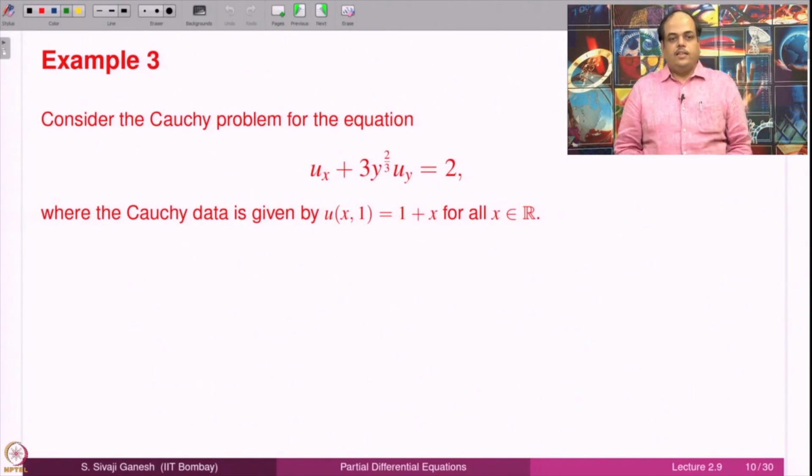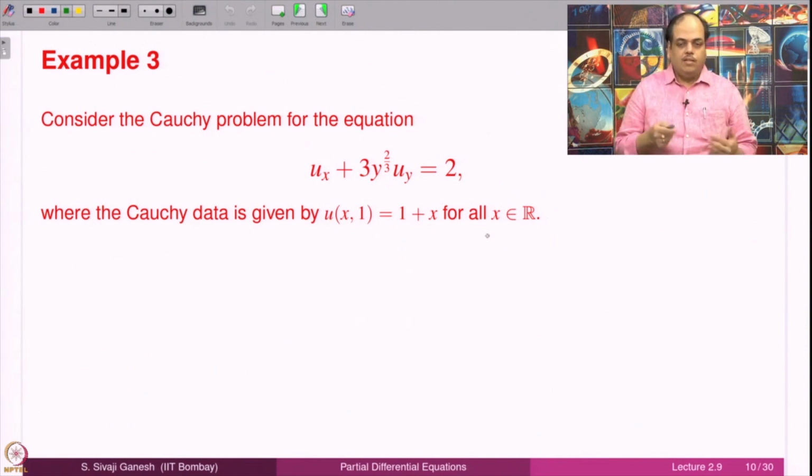Okay, let us look at another example. In this example, ux plus 3y power 2 by 3 uy equal to 2. Now a is 1, b is 3y power 2 by 3. This is not a C1 function. Our theorem required a C1 function, right? It is not a C1 function. Let us see what happens. C of course is 2, constant, no problem. Cauchy data is u of x, 1 equal to 1 plus x.